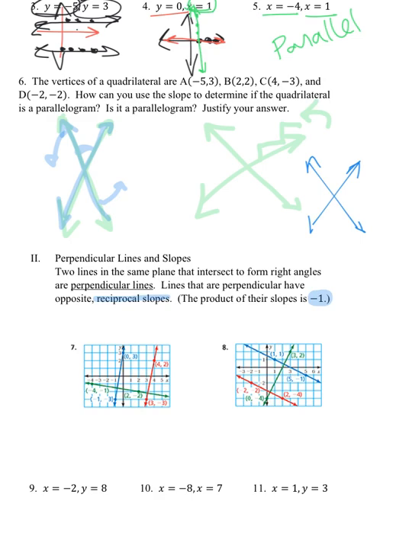So opposite reciprocal: if you have a slope of 1/2, its opposite reciprocal is going to be -2/1. So when you're finding lines that are going to be perpendicular to one another, you have to do the same thing we did with parallel lines. Find the slope of each one.